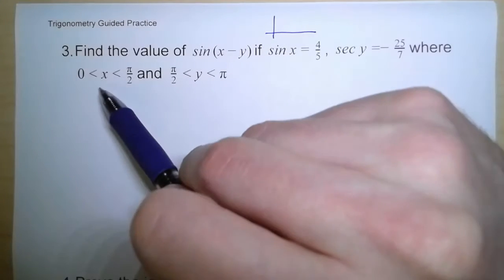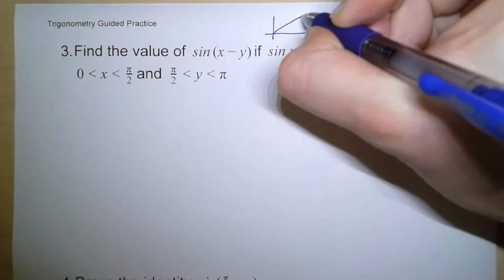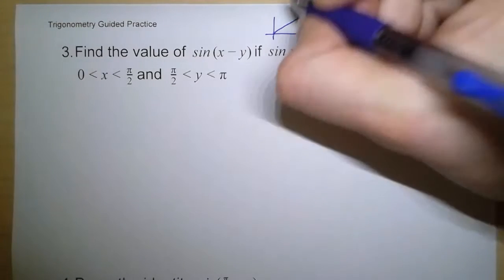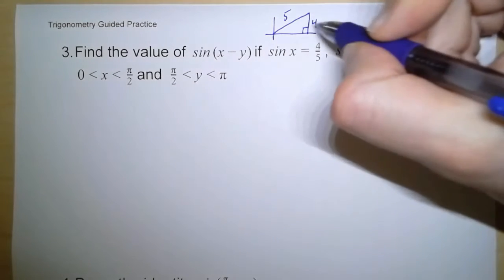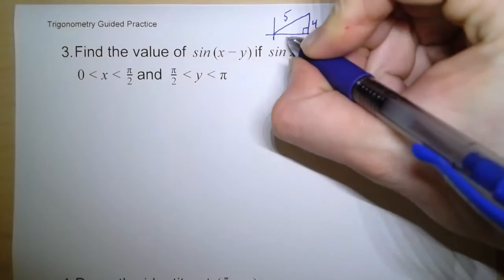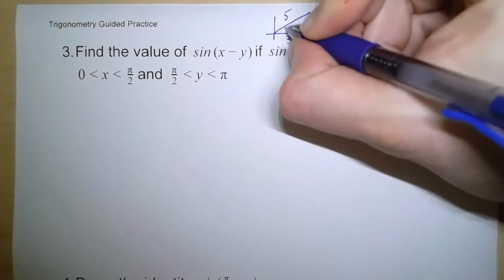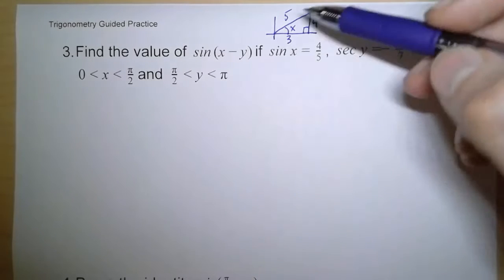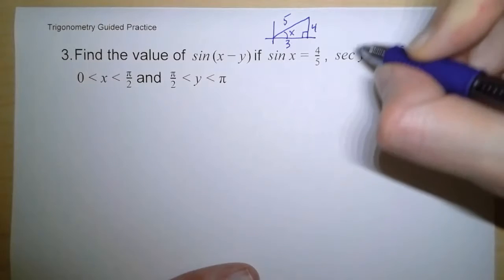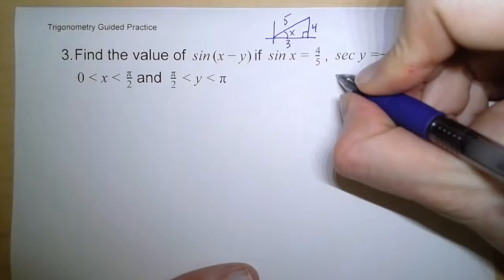They tell us that x is between 0 and pi over 2. So that means it's somewhere in the first quadrant. And we know that sine is 4/5. So we can say the opposite side of this right triangle is 4, and the hypotenuse is 5. And so using Pythagorean theorem, the adjacent side of this reference triangle, because this angle is x, is 3.